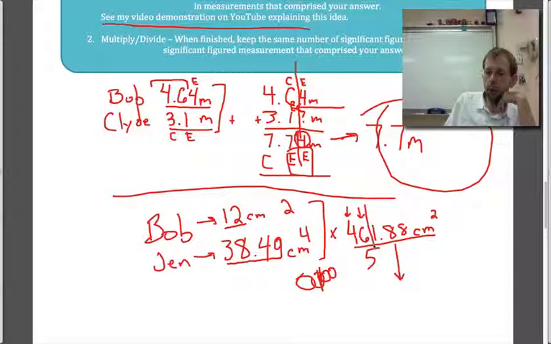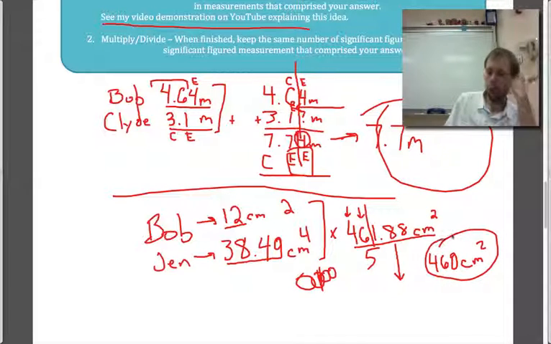Again, I would round just like I did in the previous problem. Should I round 6 up to 7? Well, this is a 1, so no, I'm going to keep that for 460. So 460, no decimal point because that would make 3 sig figs, centimeter squared.